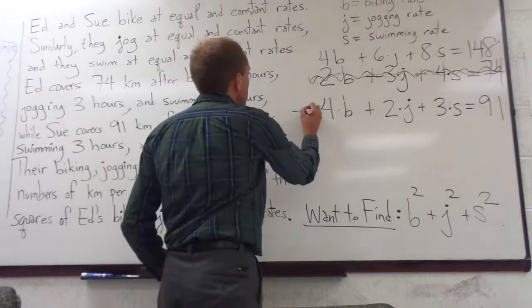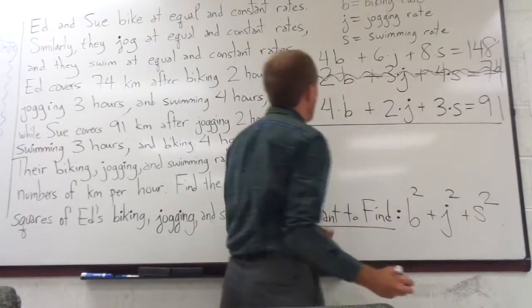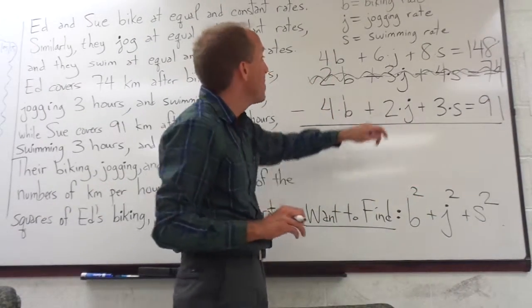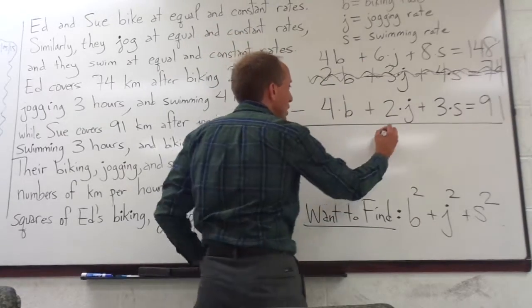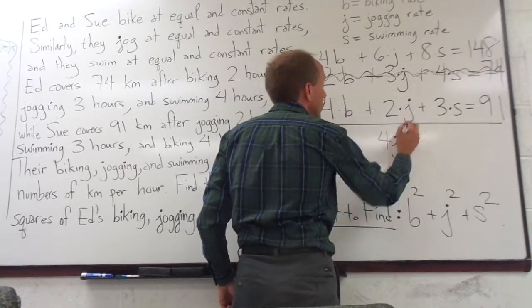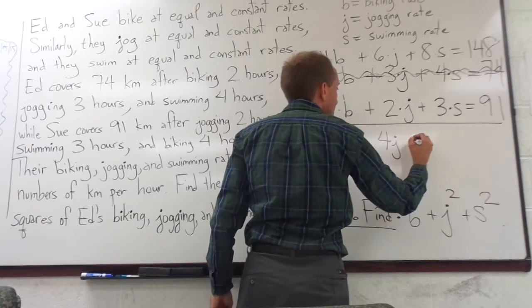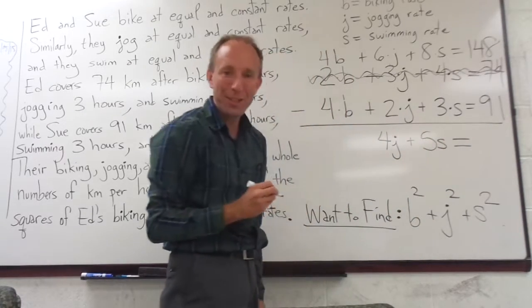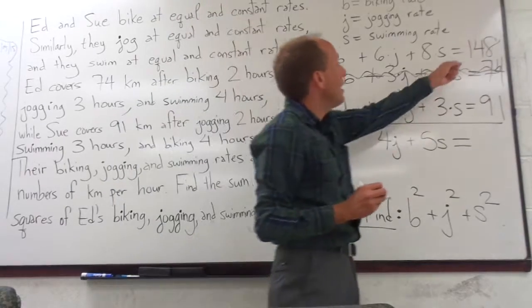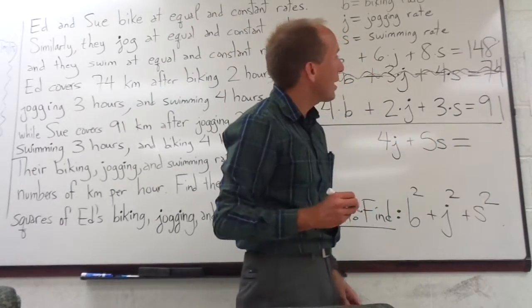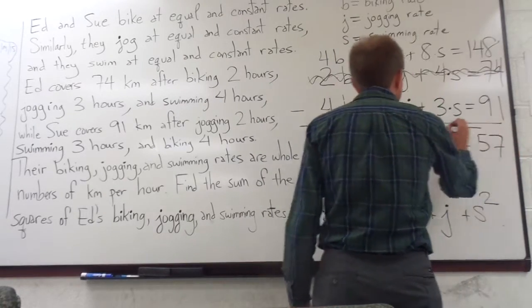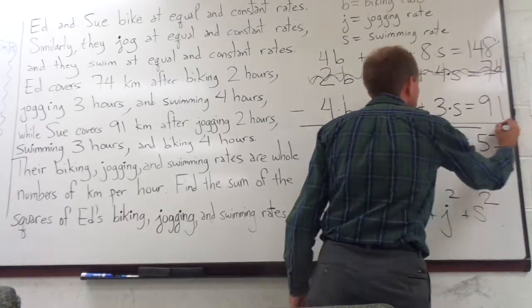And now I'm going to just subtract these equations. See, because 4b minus 4b is 0. Yeah? 6j minus 2j is 4j. And 8s minus 3s is 5s. I'm just doing a vertical subtraction. On the right side, I have 148, and I'm going to subtract 91. That's going to give me 57, right? So we have this equation right here.